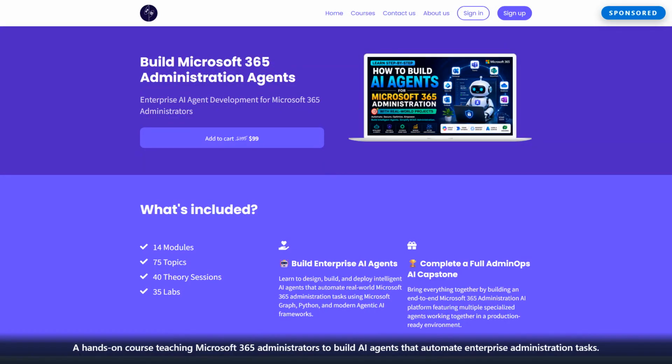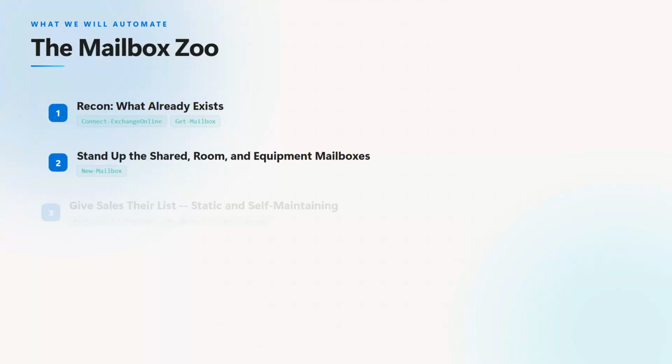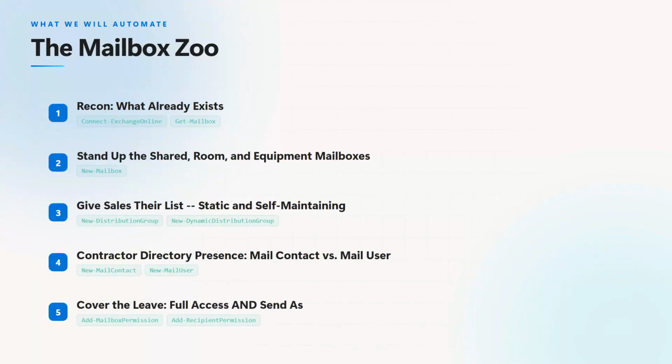We begin by setting up an identity that can sign in without a human, making everything we build schedulable. First, we perform reconnaissance on what already exists with Connect Exchange Online and Get Mailbox. Then we stand up the shared, room, and equipment mailboxes using New Mailbox.